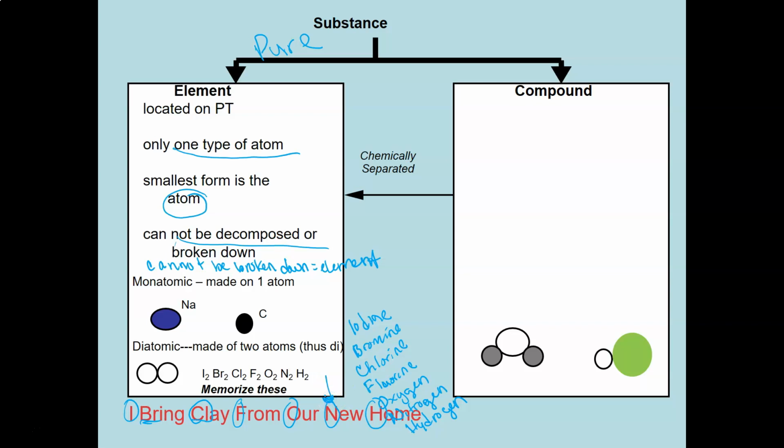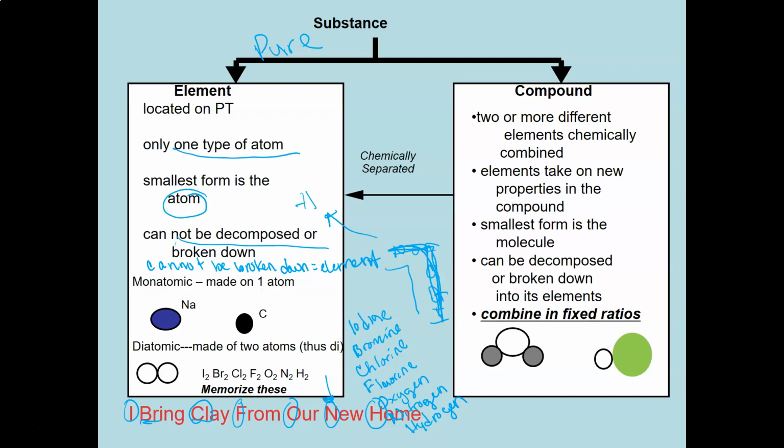There's 7 of them. If you look at the periodic table, you have nitrogen, oxygen, fluorine, chlorine, bromine, iodine, makes a number 7. And all the way up in the corner, you have hydrogen. Okay, so these guys look like a Tetris piece, and then hydrogen by itself. So you have to memorize those. You need to know them.